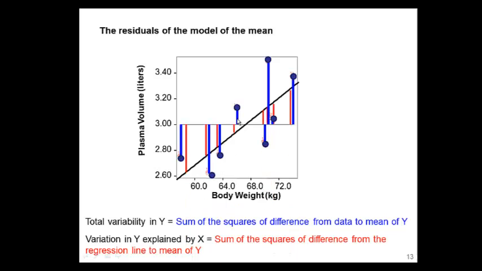Then we compute the distance from this mean to the regression line and sum it up. Okay, that is the variation explained by the model. The model means body weight. And then you take a ratio, red divided by blue, and that is R square. So if the regression line perfectly explains plasma volume, then this red part would be the same as blue, so R square would become 100%.